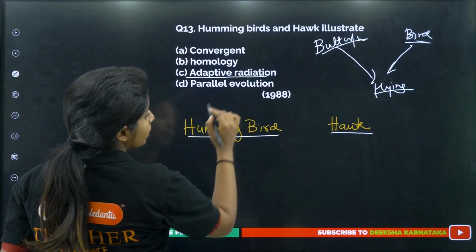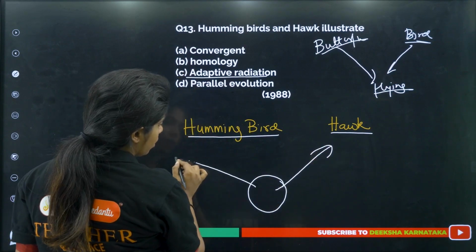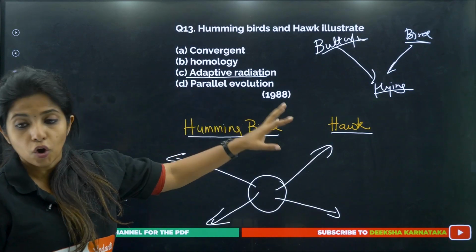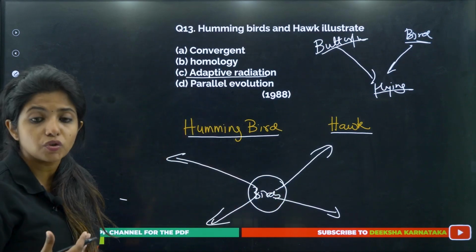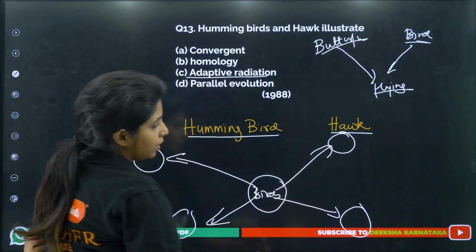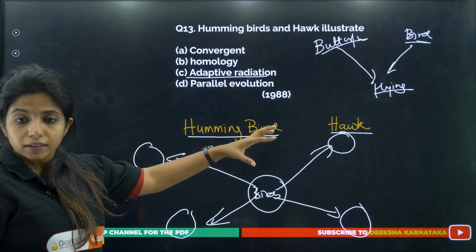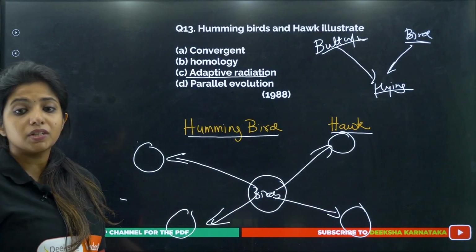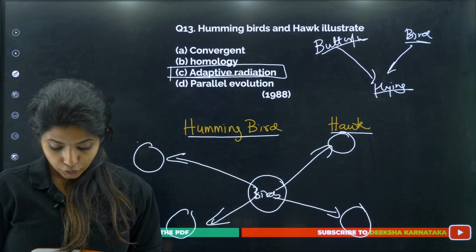Now, adaptive radiation. What do you mean by that? Adaptive radiation means you have a common ancestor, and from this ancestor you are giving rise to other organisms as well. So hummingbird, hawk, they are birds still, children. Because of certain changes in them, some variations in them, they went to different geographical areas and they got adapted there. They had the features to get adapted there. So this thing is shown by hummingbird and hawk. Both of them are different, but might have had a common ancestor from which they evolved into different things, but still they are birds. So this becomes the correct answer. This came in 1988, so an old question.